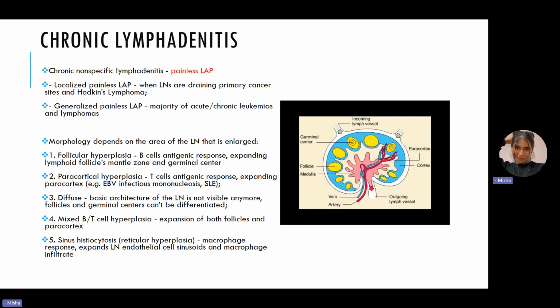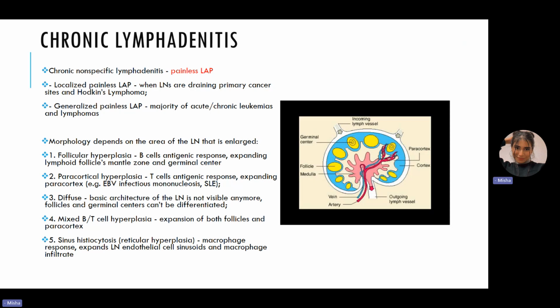And when we talk about lymphomas, for example, we can talk about follicular B lymphoma, which also leads to generalized painless lymphadenopathy. Then, now I was talking about how we can morphologically classify the particular lymph nodes and their enlargements when talking about lymphadenopathies, right? So for example, we can have follicular hyperplasia, paracortical hyperplasias, and then diffuse and mixed, and sinus histiocytosis. So let me give some explanation.